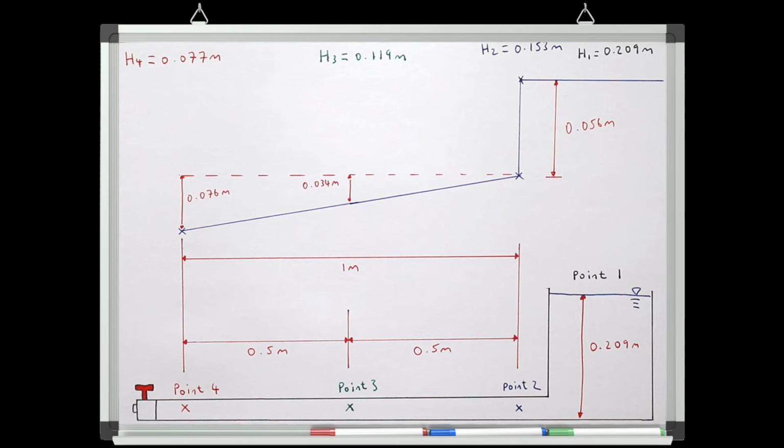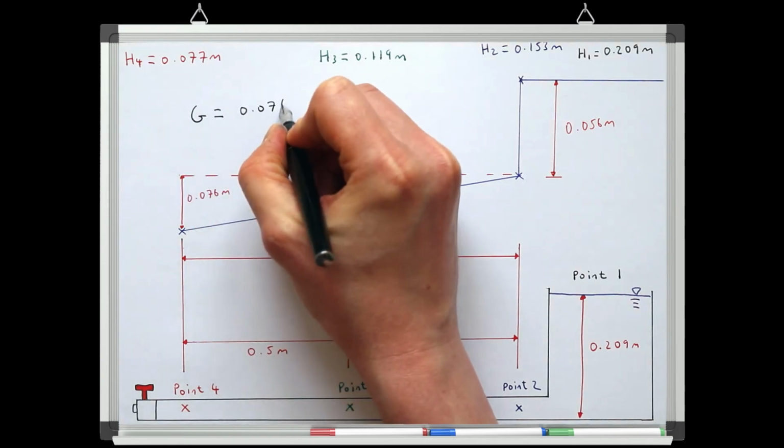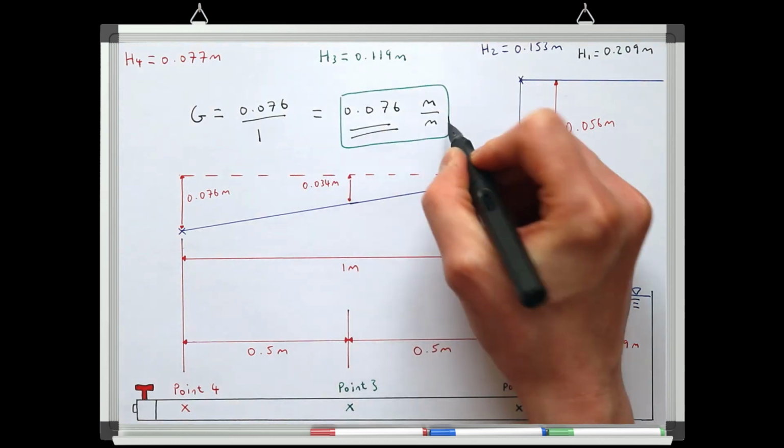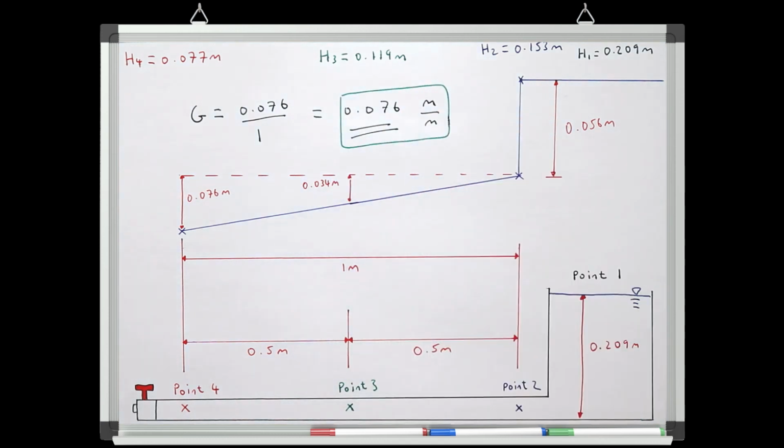It can be useful to consider the gradient of the continuous losses. Over 1 meter in our pipe, we've had a continuous loss of 0.076 meters. So we could say the gradient of the energy line is 0.076 meters per meter, meaning that for every meter of pipe we have, we'll lose another 0.076 meters of energy.